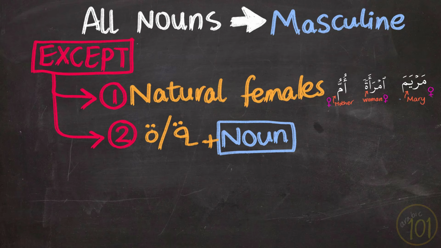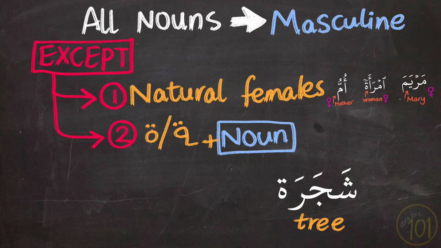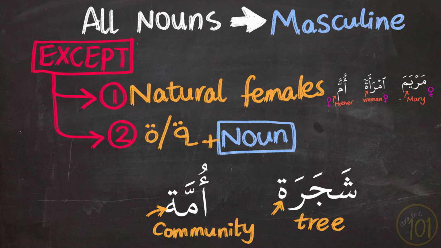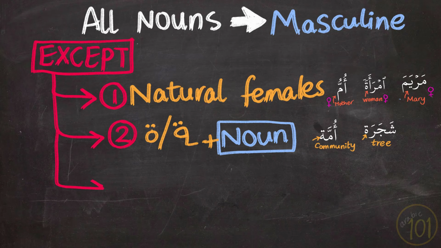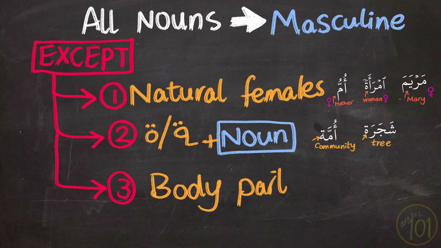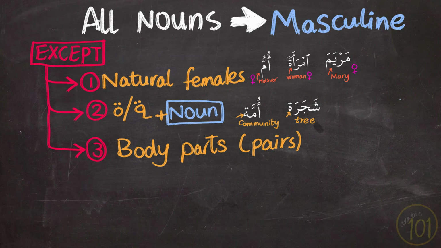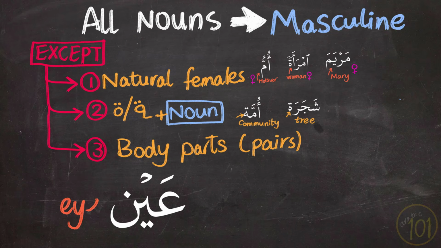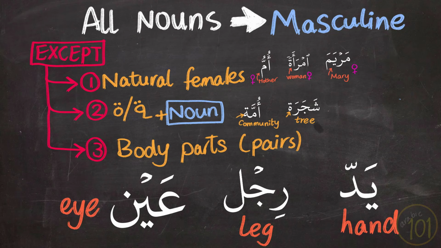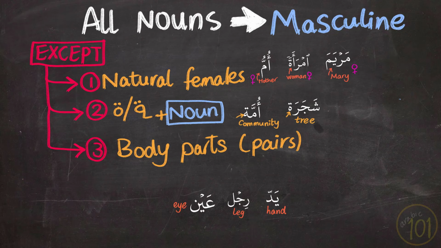The second case that makes a word feminine is if the word ends with ta marbuta. There are of course very few exceptions to this rule in the Quran, but you can say that 99% of the words that end with ta marbuta are automatically feminine words, like shajara, a tree, ummah, a community, and so on. The last category of words is body parts that occur in pairs. So words like ayn, which means an eye, rijl, a leg, yad, a hand, will all be feminine.